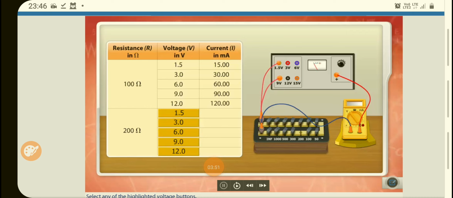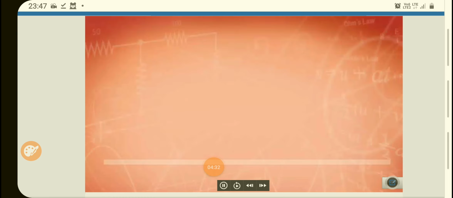When we take 1.5 volts, the current in the milliammeter is 7.50 milliampere. If we change the power source to 3 volts, the current is 15 milliampere. When we change to 6 volts, the current in the milliammeter is 30 milliampere. When we change to 9 volts, it becomes 45 milliampere. Now we have a voltage of 12.